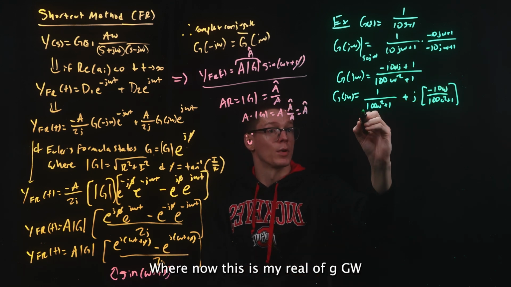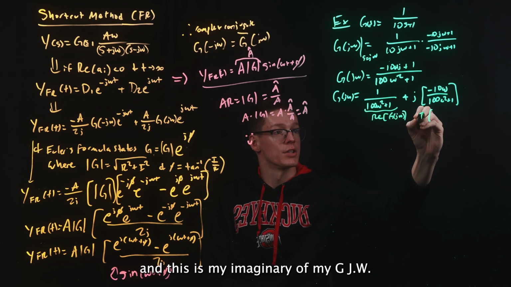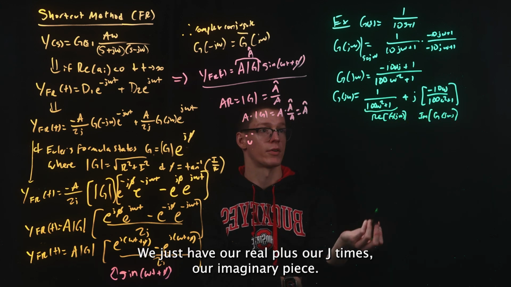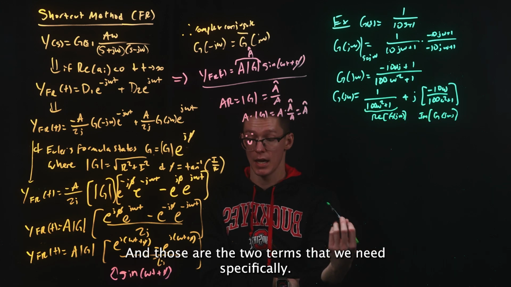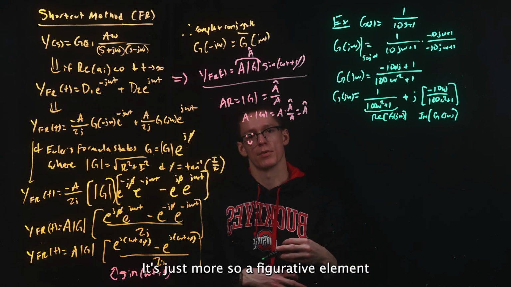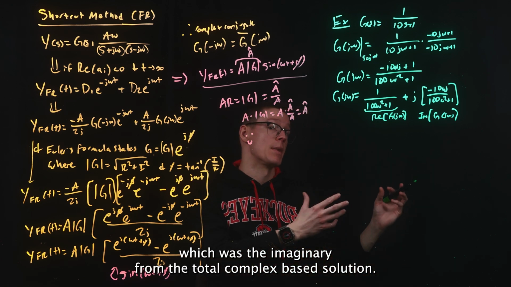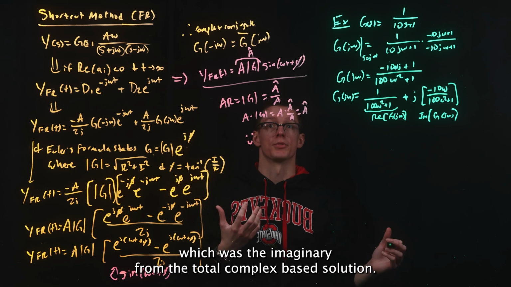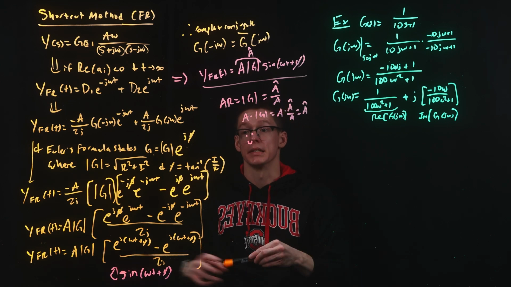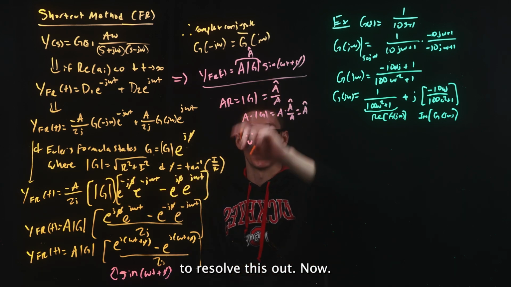And so this is true, where now this is my real of gjw, and this is my imaginary of my gjw. The j term is there. We just have our real plus our j times our imaginary piece. And those are the two terms that we need specifically. Now, we don't actually need the j anymore. It's just more so a figurative element to help us to identify which component is the real and which one's the imaginary from the total complex base solution. So now that we have these pieces together, we can plug them in directly for our phi term and our magnitude term. Those are the two pieces that we need to actually solve this out now.